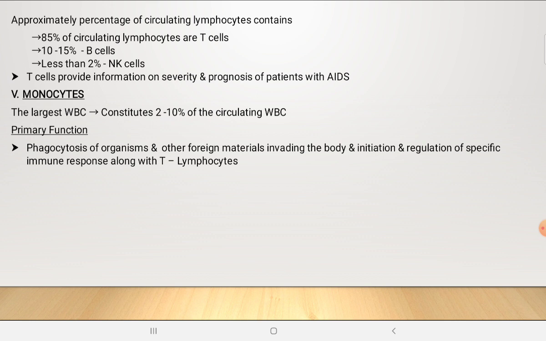Now, T cells provide information on severity and prognosis of a patient with AIDS. So, these are all important assessment features while doing your blood analysis for your proper interpretation.